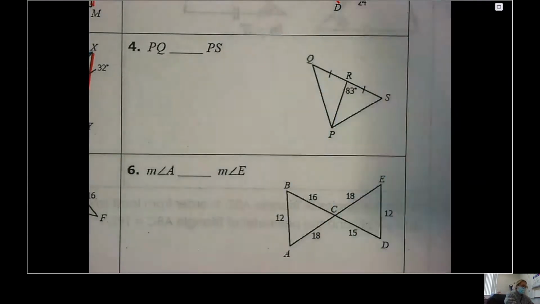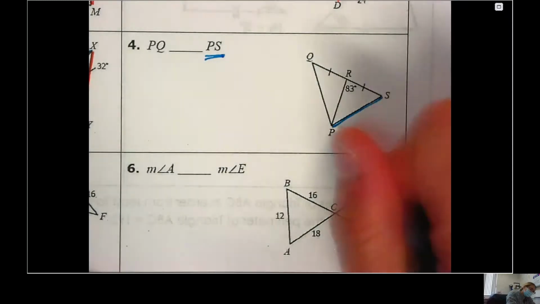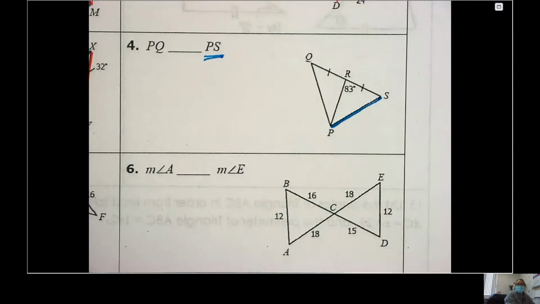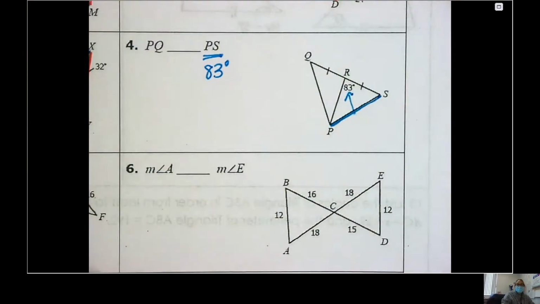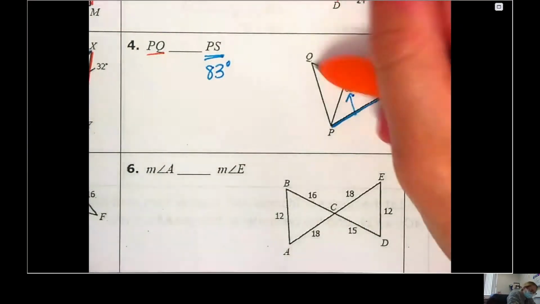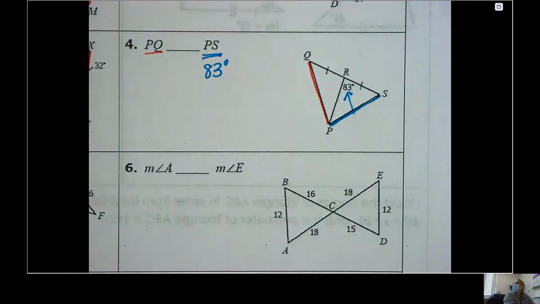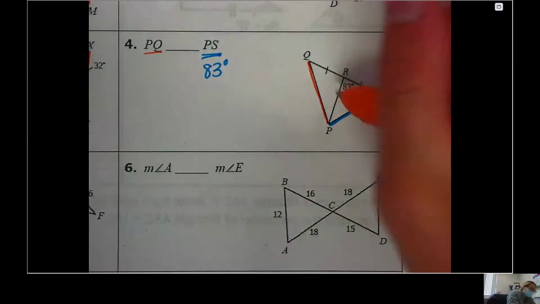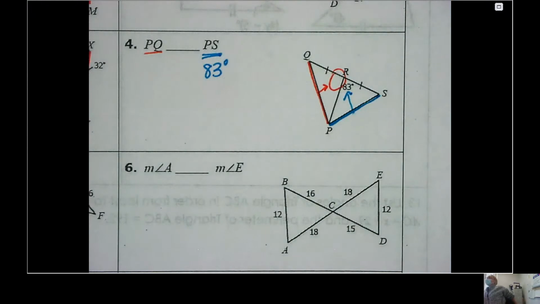I'm going to start with PS this time. Over here, and here's why. Here's PS. Which angle is across from PS? R. And what's the number for it? 83 degrees. Okay, so I already know PS is 83. Now, if I look at PQ over here, which angle is across from PQ? It's the other side of R, but is there a number given to me here? No. How am I going to figure out that number?